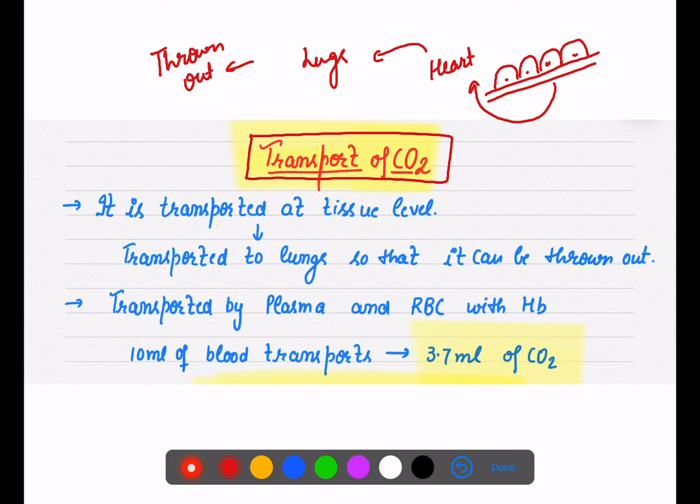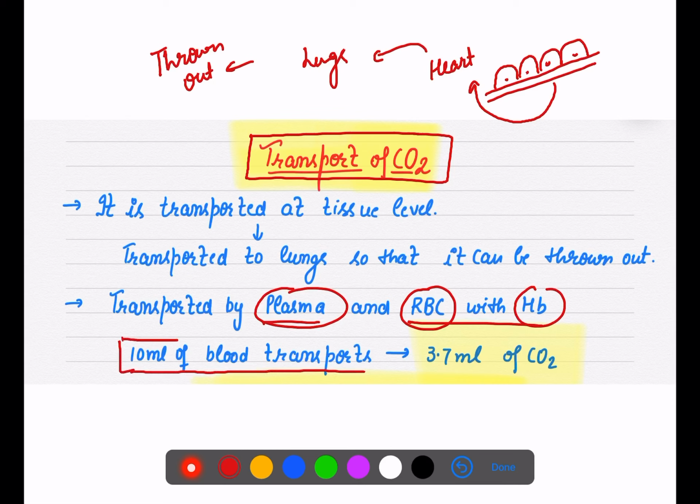This transportation of CO2 is done by the plasma, but a very small amount, as well as by the RBC with the hemoglobin. So these are the main three components which help in transportation of CO2. 10 ml of blood can transport 3.7 ml of CO2. That is the normal range: in 10 ml of blood, I can transport 3.7 ml of carbon dioxide.